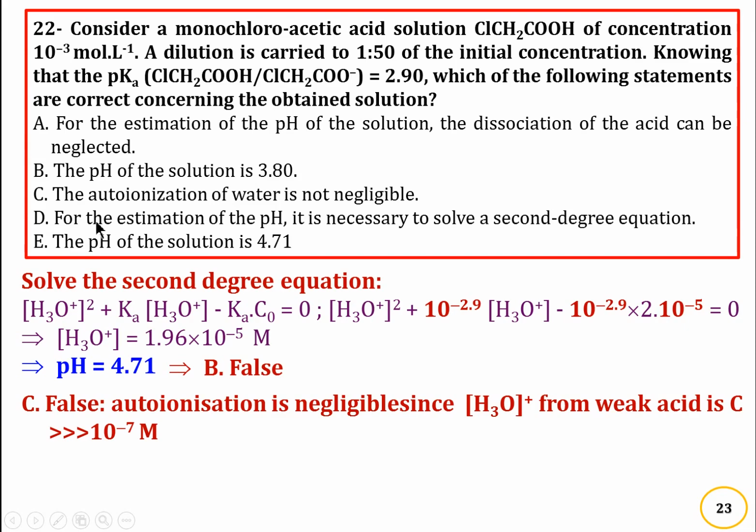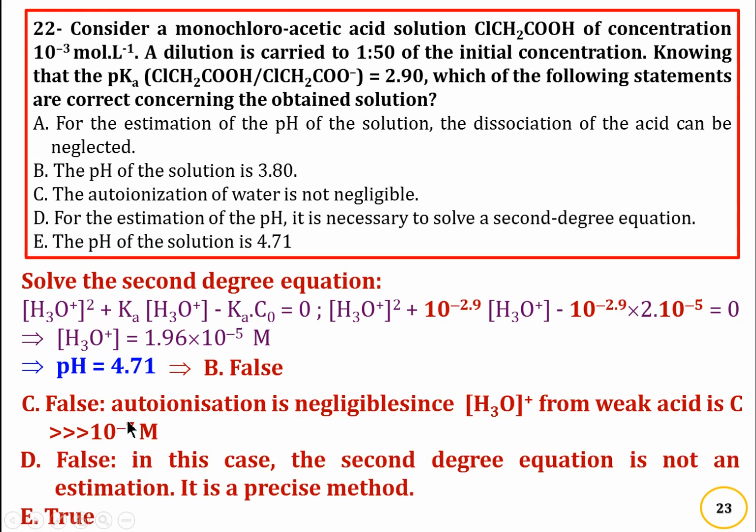In part D, he proposed that for the estimation of the pH, it's necessary to solve a second-degree equation. D is false. In this case, when we use the second-degree equation, this is not an estimation. This is the precise method. So D is false. In part E, the pH of the solution equals 4.71, and this is the value of pH we calculated, so E is true. The correct answer is only E.